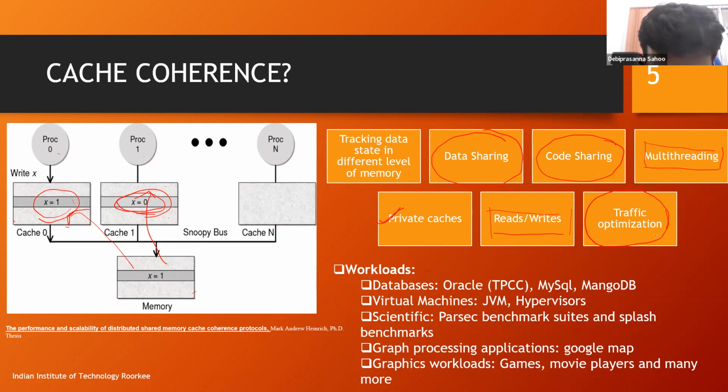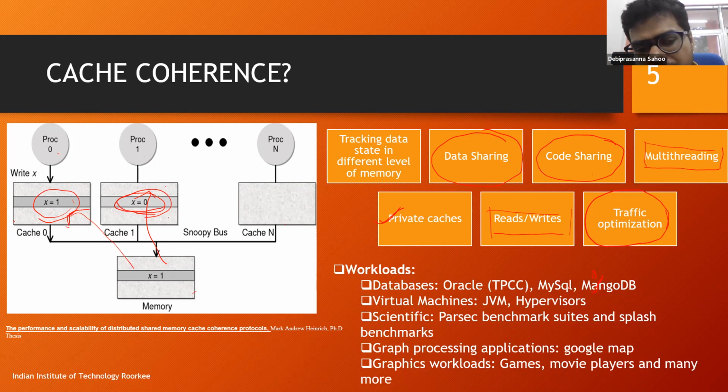Then coming to the types of multi-threaded workloads. By workload, we mean applications. Typically, the database workloads are the applications which have got a lot of data and code sharing. Database workload in the sense of Oracle, or otherwise it is called TPCC, or MySQL, or MongoDB. So all the kinds of database workloads have got a lot of data sharing.